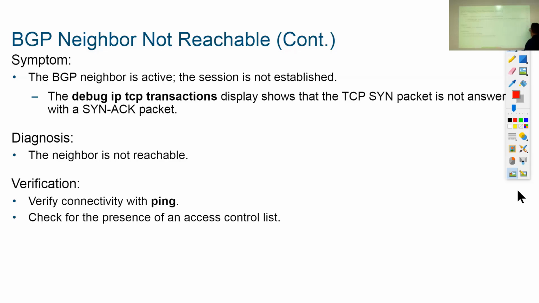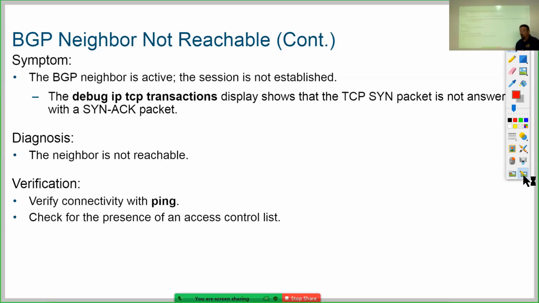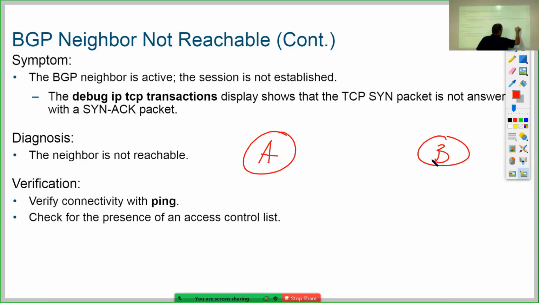Now, I want to make sure you guys realize this as well. When it comes to access lists and any kind of routing protocol, doesn't matter whether it's OSPF or EIGRP or BGP. Let's say I've got router A over here, router B over here, and they've got a link in between the two. If router A has an outbound access list, so an access list as it goes out of this interface.